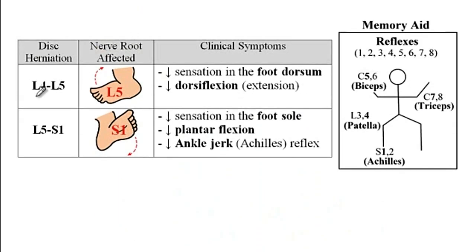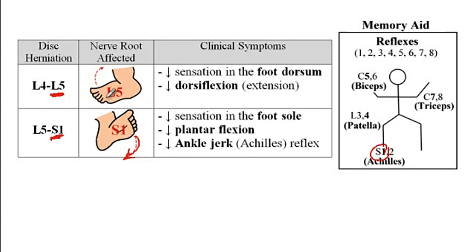So now you can see that with the L4, L5 disc herniation, it's the L5 that will be affected, and L5 is required for the sensation of the foot dorsum as well as dorsiflexion. And so therefore these functions are the ones that will be decreased by the L4, L5 disc herniation. With the L5, S1, S1 nerve root is required for the sensation of the sole of the foot as well as for the plantar flexion of the foot. So these functions will be affected. In addition, S1 nerve root is required for the ankle reflex, and therefore ankle reflex will also be decreased by the S1 nerve root damage.